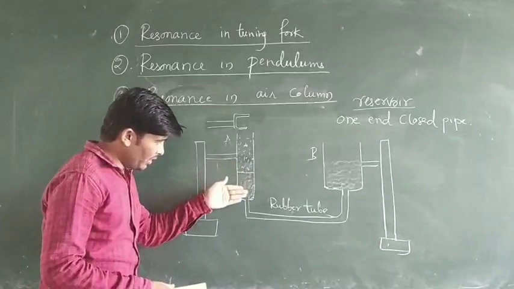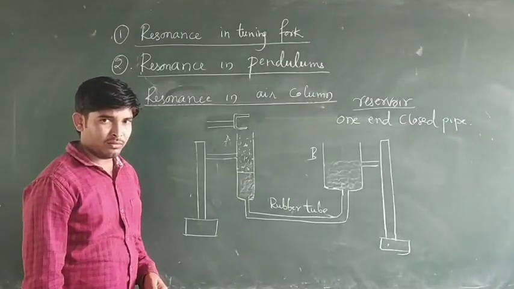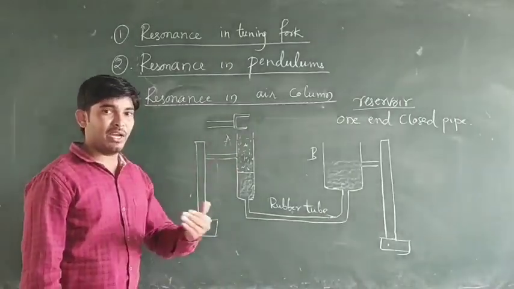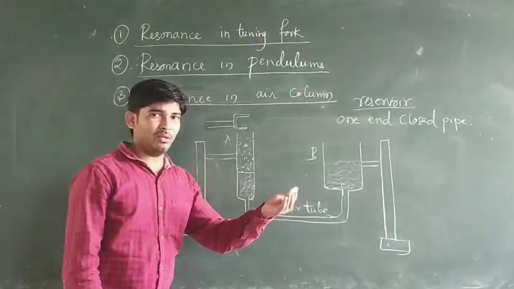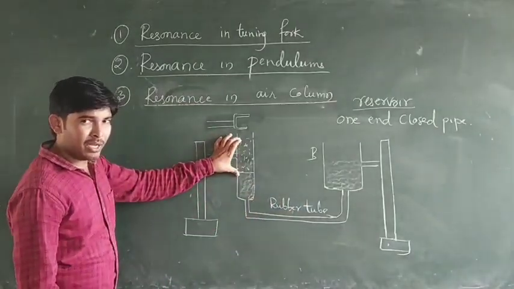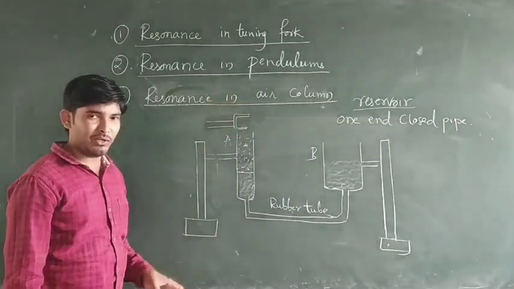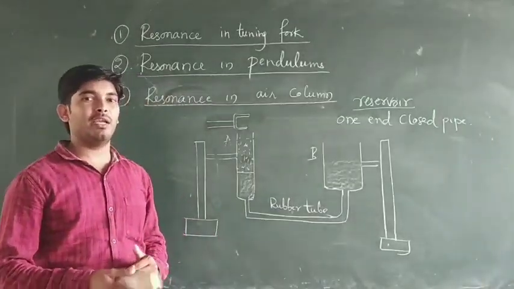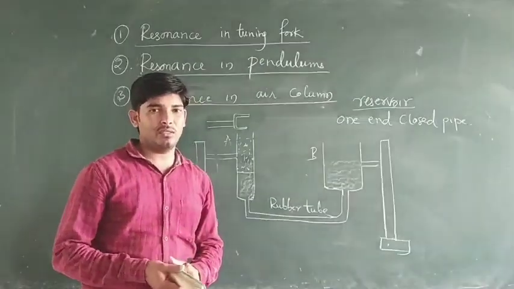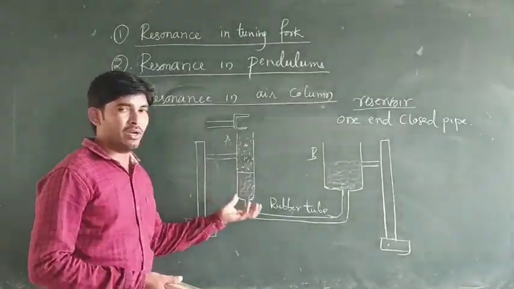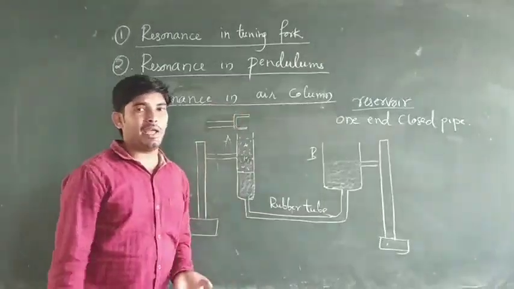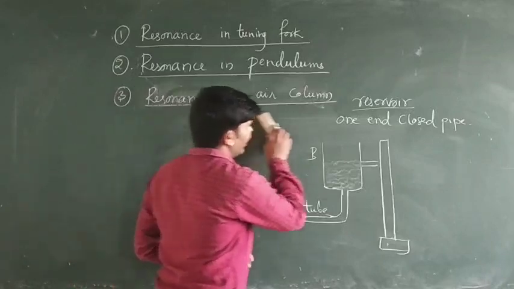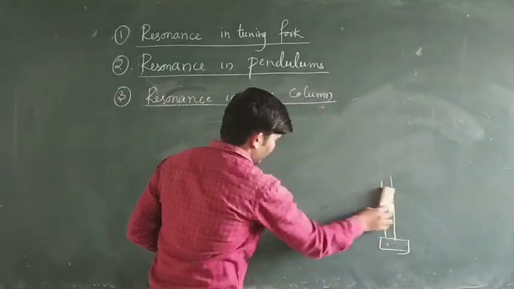Then again, if you further decrease the level of water, at a certain stage the length of the air column becomes 3 times the previous one, and again the frequency of the air column becomes exactly equal to the frequency of the vibrating tuning fork. Again the air column starts to vibrate under resonance and produces a very loud sound. So this is how resonance takes place in the case of an air column. These are the three simple and very interesting experiments to understand resonance.